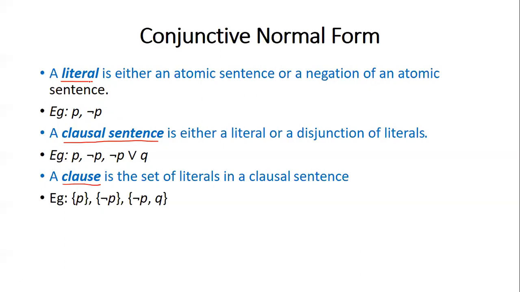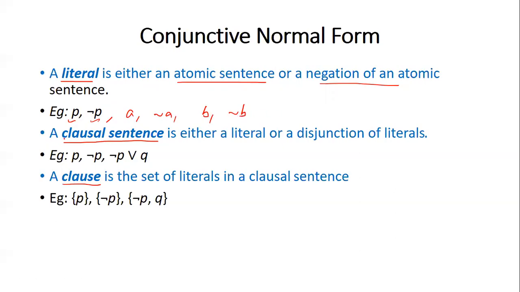First let us start with the literal. A literal is either an atomic sentence or a negation of an atomic sentence. It is something like P or not P, where P is a sentence. If P says that Ramu is a good student, then not P says that Ramu is not a good student. So it can be anything, similarly A and not A, or B and not B, and so on and so forth.